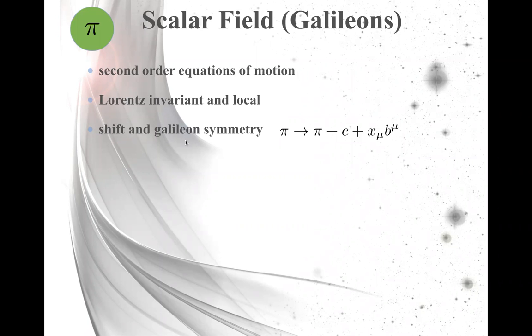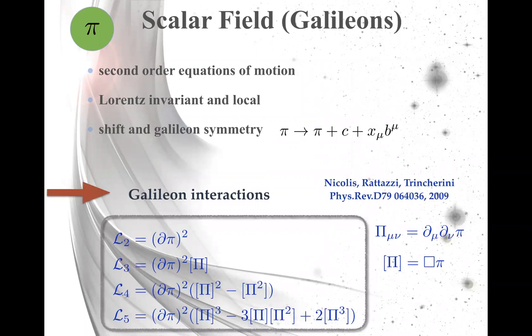These effective field theories can be constructed by demanding the following conditions. You want to have second-order equations of motion, which is useful in order to avoid some instabilities. You want to have Lorentz invariance, locality, and for some historical reason, this scalar field also has shift and Galilean symmetry. And in this way, you can construct all the allowed interactions. These are the Galileon interactions. You see that the scalar field comes with some second derivatives acting on it, some traces of it. And in L4 and L5, you see there is also some tuning of the relative operators in order to really satisfy this condition and have only one propagating degree of freedom.